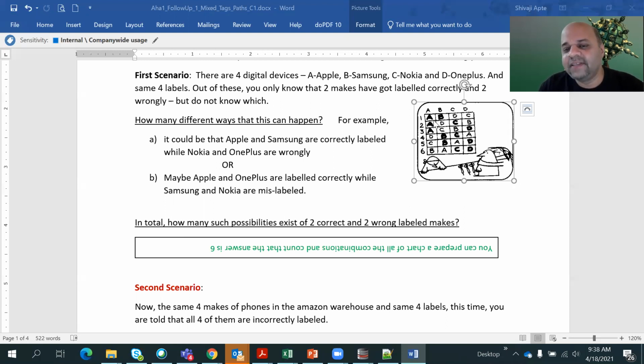So what it could be is that we will start with A. A is correct, and along with A, something else has to be correct. So in the first row, we said A along with B is correct. In the second row, we said A and C is correct. And in the third row, we said A and D is correct, right? So there are three possibilities. Then we say, okay, maybe A is not the right one.